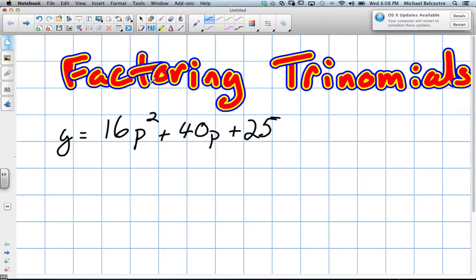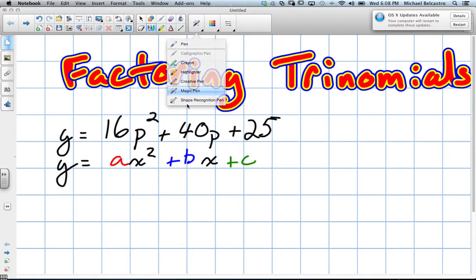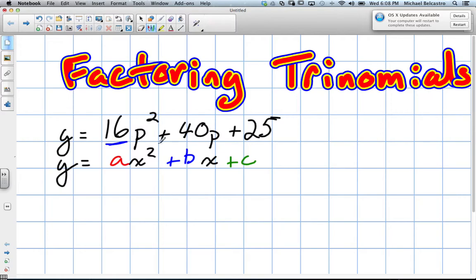Now, what I want you to get used to looking at is that a lot of times they write an equation like this: y equals ax squared plus bx plus c. They'll write a trinomial this way so that you get used to referring to these coefficients, or these numbers, by these letters.